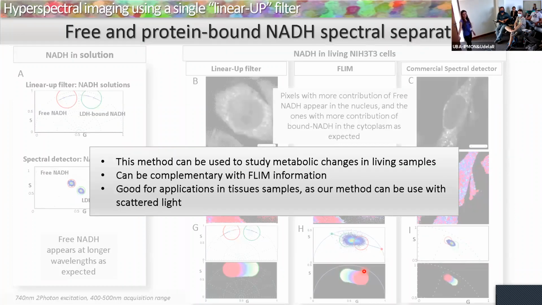So with this, we could tell that this method can be used to study metabolic changes in living samples, and it can give information that is complementary to the FLIM information if you have that capability in your microscope. If not, you can use just the spectral part, which gives people who cannot measure FLIM the opportunity to use these filters to study metabolism. On top of that, it's good to use with tissue samples, which are scattering samples that can give you problems if you try to do it in other setups.